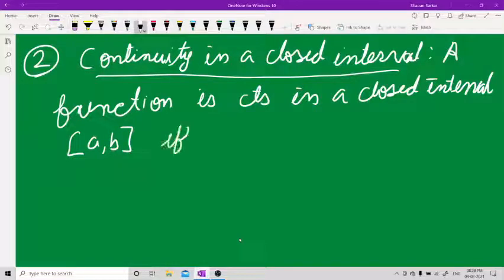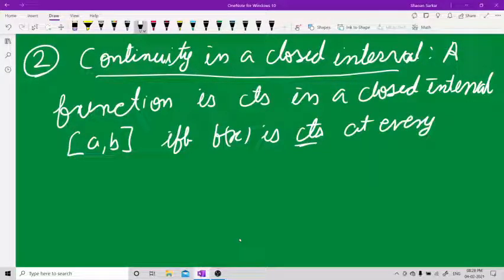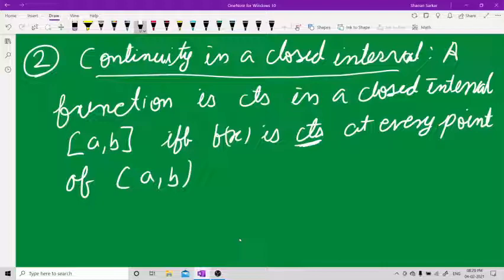if and only if f(x) is continuous at every point of the open interval a comma b, and these two points must also be included.